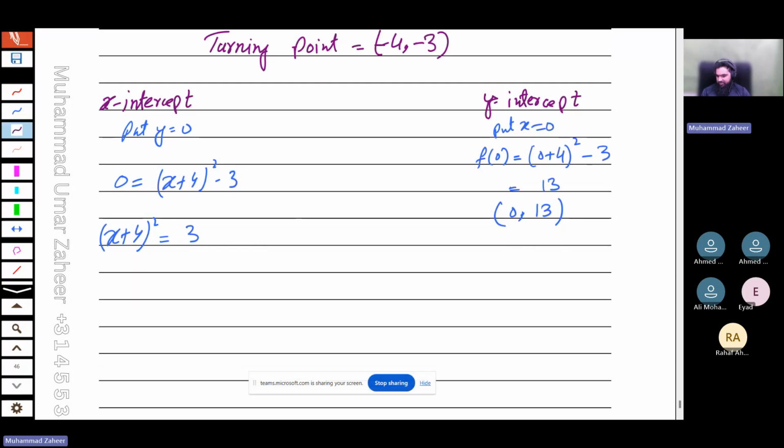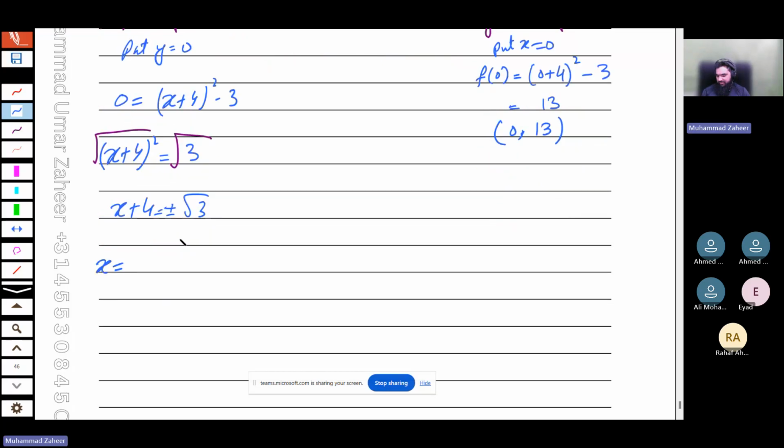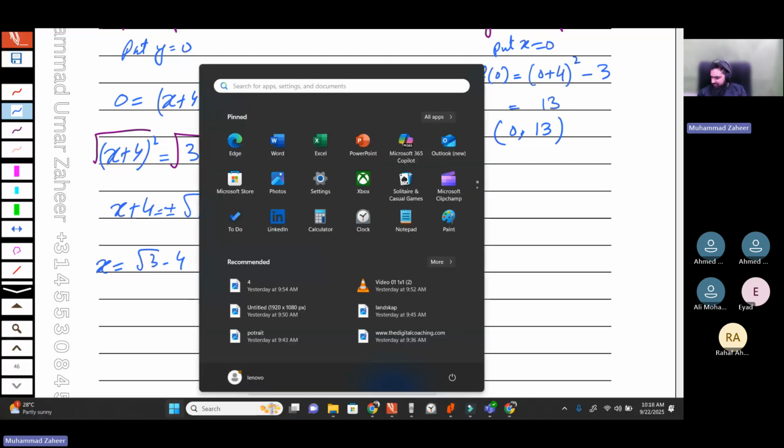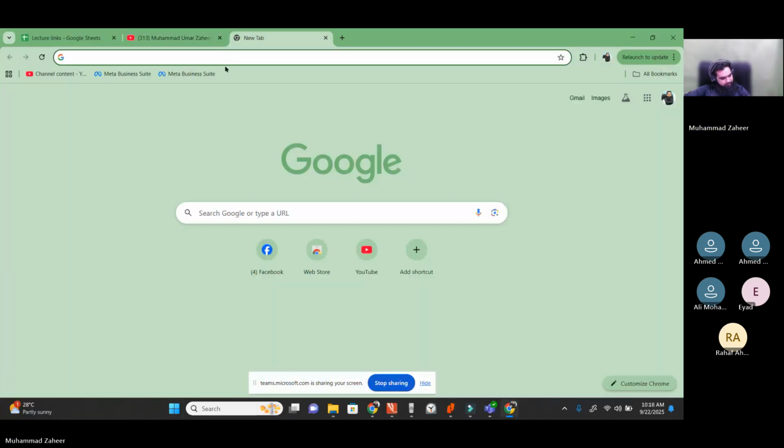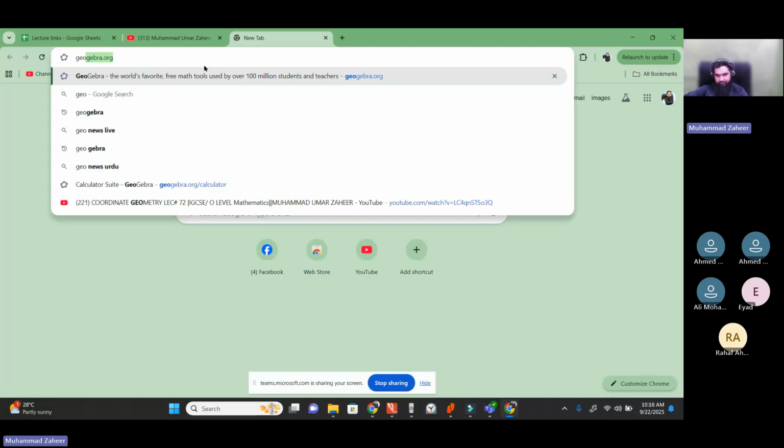I need to remove the square, so I'm going to take a square root on both sides. So I'm going to get x plus 4 is equal to plus or minus square root 3. Now take this value to the other side. It will become x is equal to plus square root 3 minus 4, and x is equal to minus square root 3 minus 4. One second, let's see how to check the graph of this one.